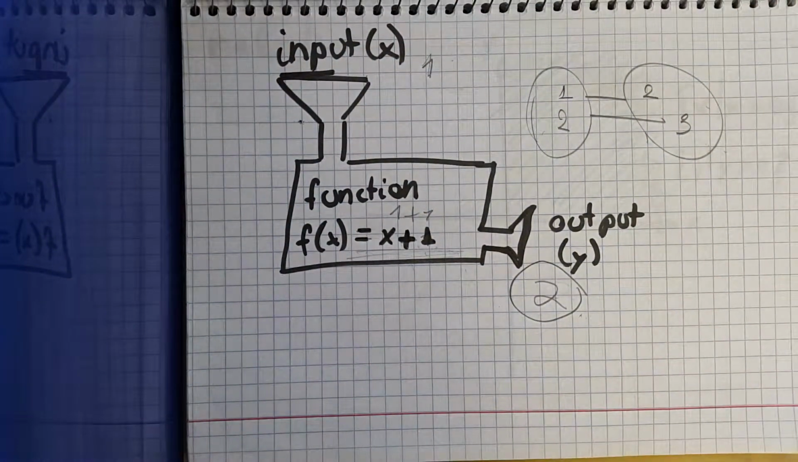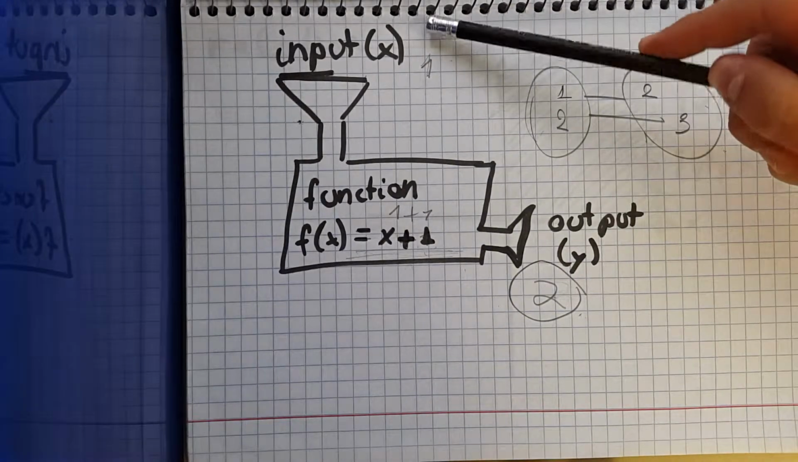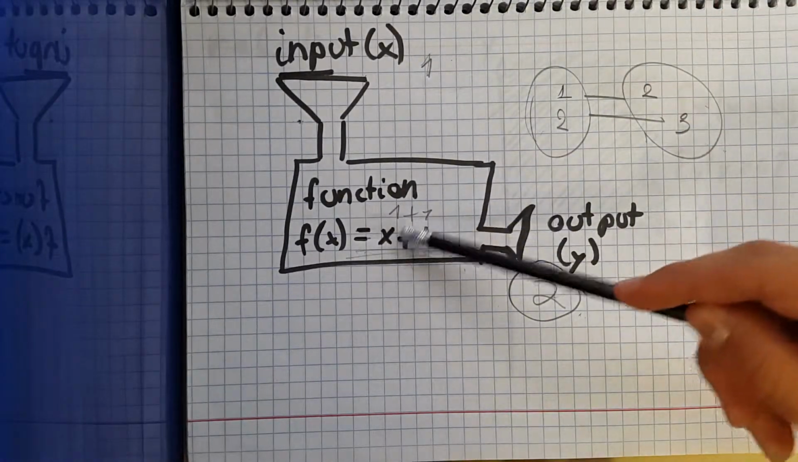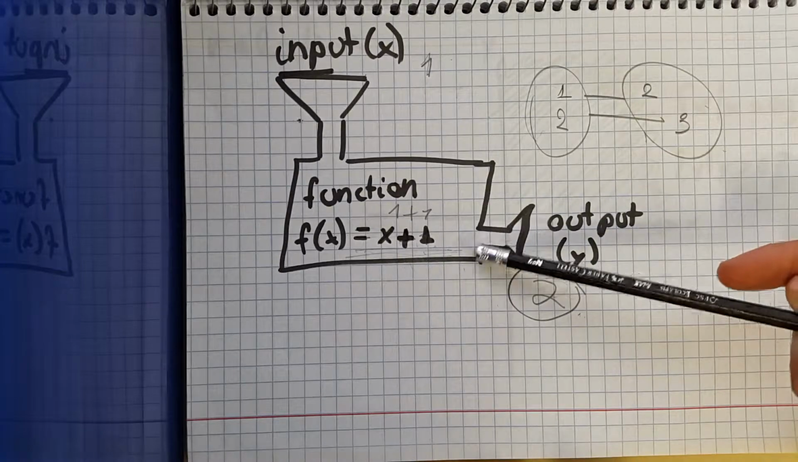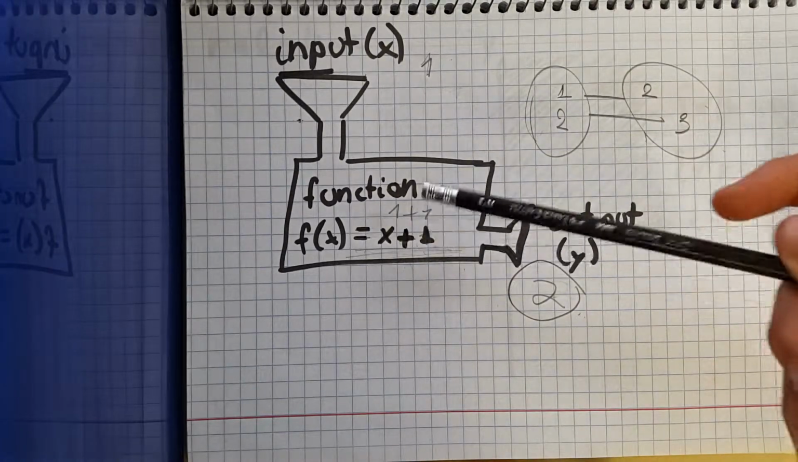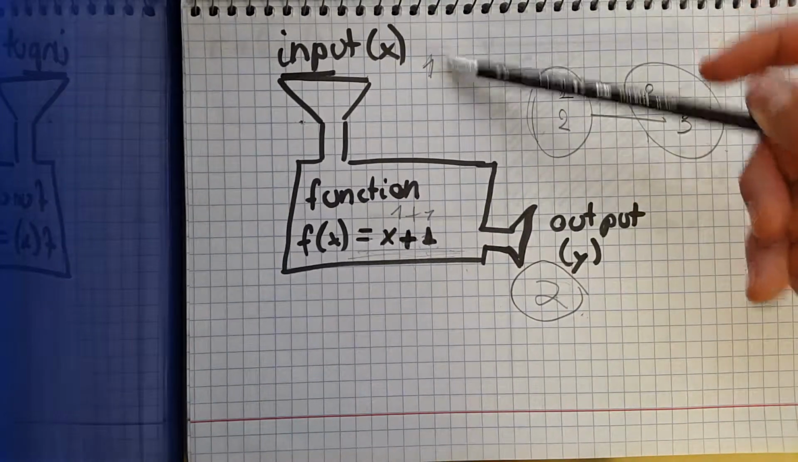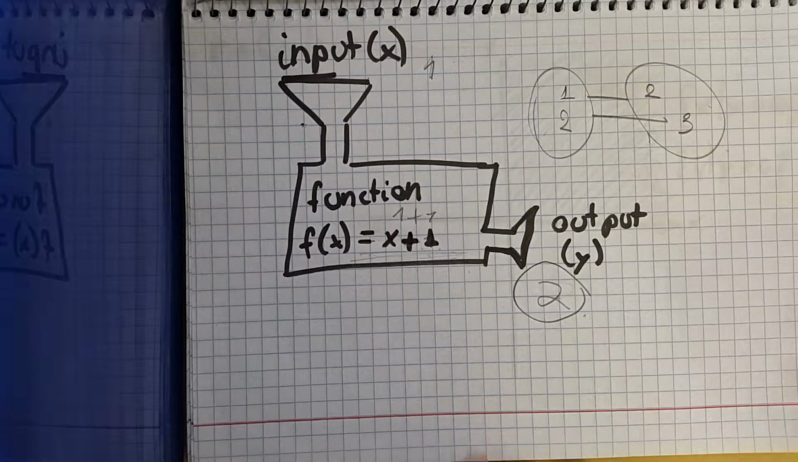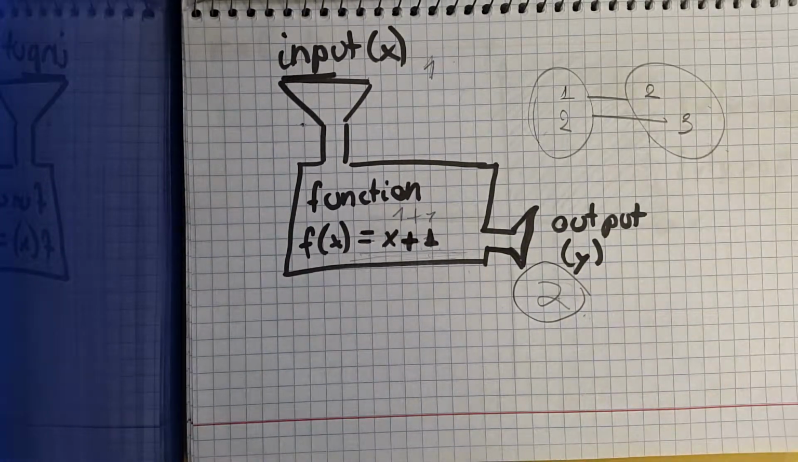Here we have the function machine. As we said, the input x will come from the function f of x equals x plus 1. This is an example function. And it will be transferred. So 1 plus 1 equals 2, and we have only one output.